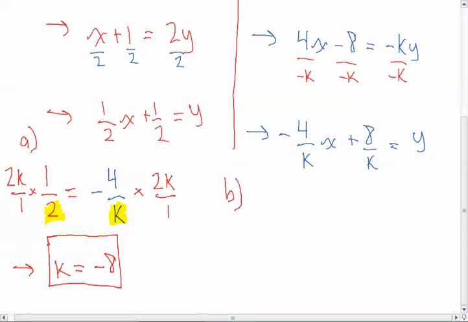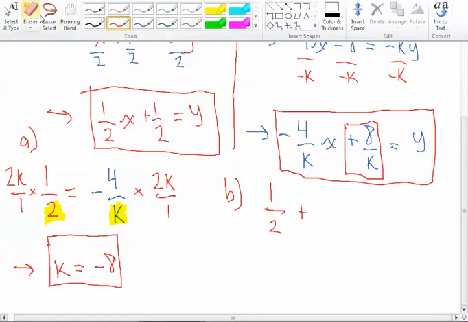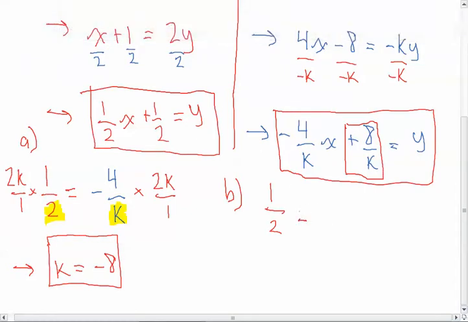For B, we're asked about our y-intercepts. Okay? So what's the y-intercept of this guy on the left? Yeah, 1 over 2. So it has a y-intercept of 1 over 2. What's the y-intercept of this guy? No, 8 over k. That's just a k, right? 8 over k. Because remember, this is your y-intercept, the adding of the constant term. So what I need is for both of these to be equal. So 1 over 2 is equal to 8 over k.